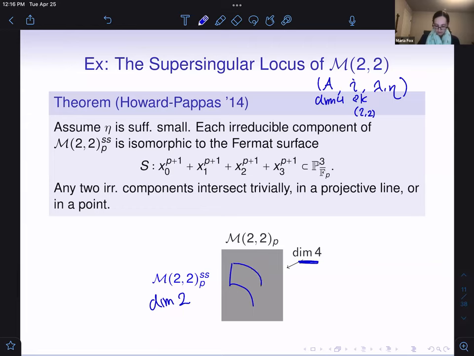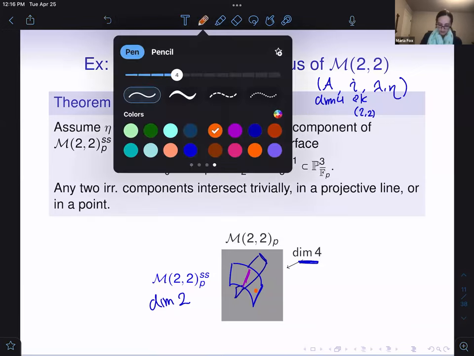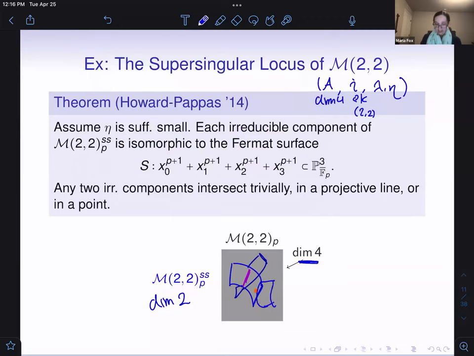So here's one Fermat surface, but now they can intersect in a couple different ways. They might intersect in a projective line. Here's two surfaces intersecting in a projective line. Or they might intersect in a single point. So here's two Fermat surfaces intersecting in that single point. And again, there's some combinatorial behavior that Howard and Pappas describe.